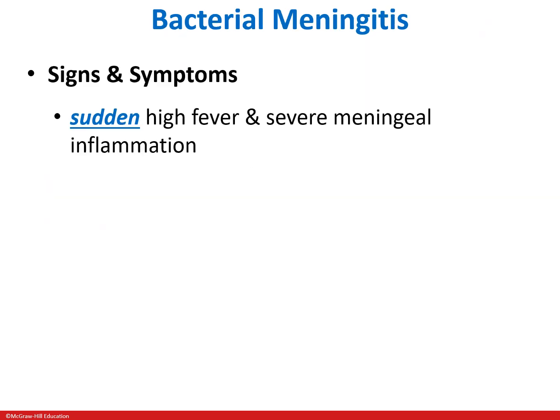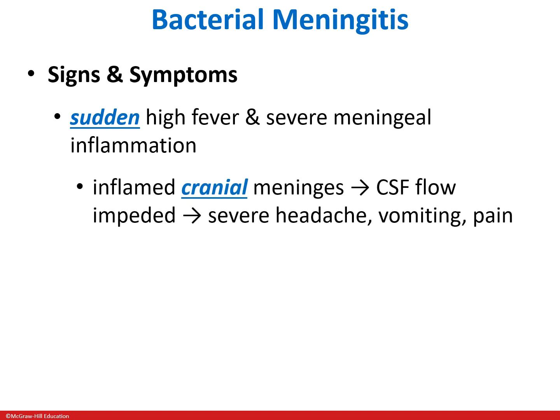So let's start with bacterial meningitis. There are about 50 different species that can cause bacterial meningitis. We're going to talk about the top 5. But all forms of bacterial meningitis share signs and symptoms, which is essentially a sudden fever. Within a few hours of exposure, you're going to have very high fever and inflammation. Depending on where the inflammation occurs, the symptoms are going to look different. If the meninges on a cranial nerve are inflamed, that's going to impede CSF flow throughout the brain, and usually results in very severe headaches, vomiting, and pain.